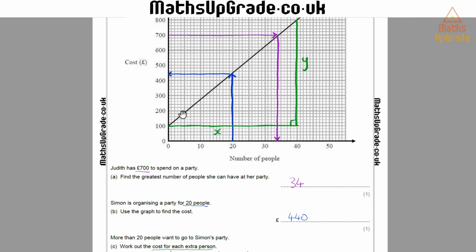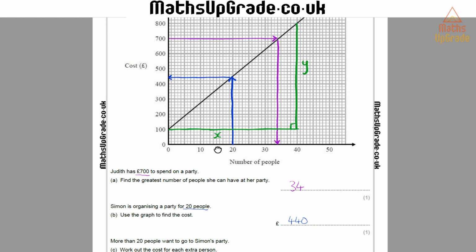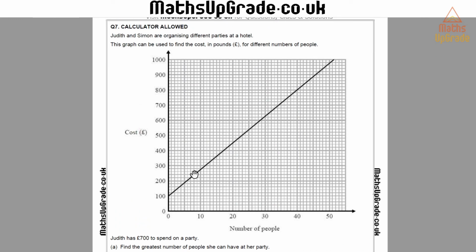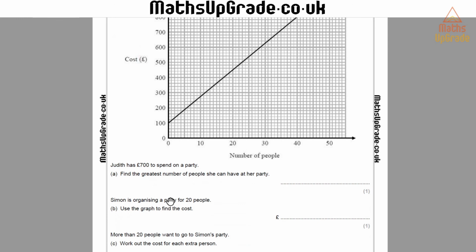Part C, more than 20 people want to go to Simon's party. Work out the cost for each extra person. So Simon initially planned for 20 people. More than 20 people now want to go. What's the cost for each person? The cost for each person is given by the gradient of this line. Look, this is the cost, so the vertical distance is the cost. The number of people is the x-axis, the horizontal distance. So if I find the gradient of this line and I do the cost divided by the number of people, that'll give me the cost per person, the cost for each extra person.